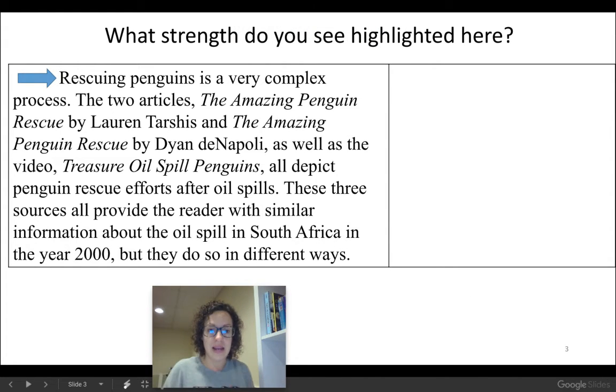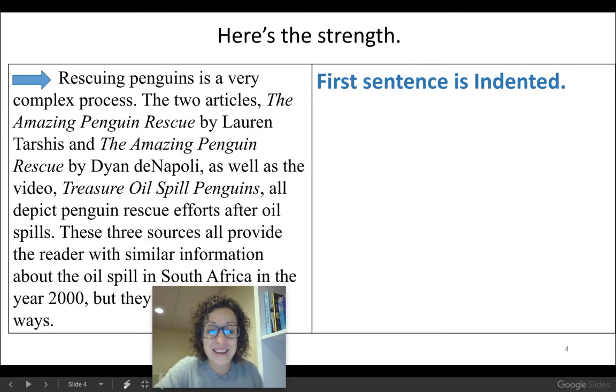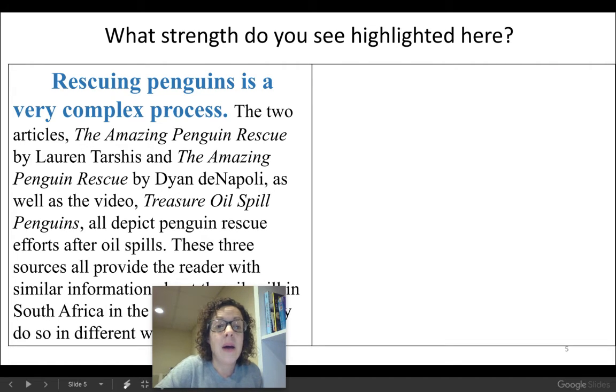So here is the example that I have for you, and let's go through this. Rescuing penguins is a very complex process. That first arrow, what do you guys think? What strength do you see highlighted here? If you said that it was indented, then you're correct. Nice job. That very first sentence, of course, in every paragraph must be indented. There it is. Again, just highlighting that we used our indent button.